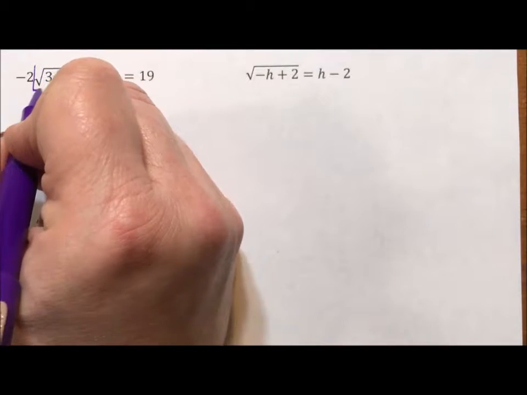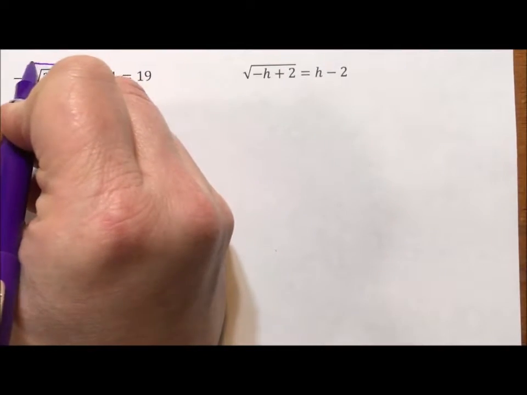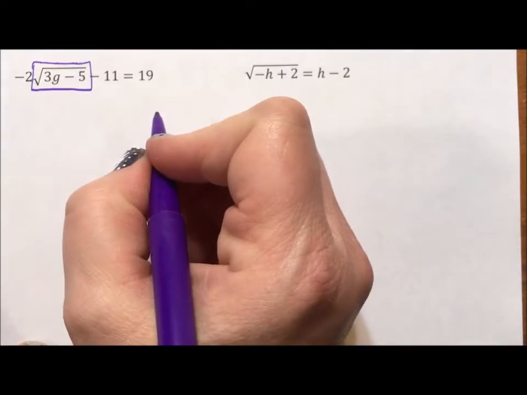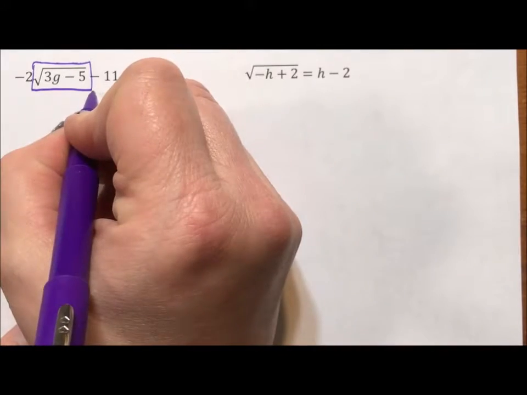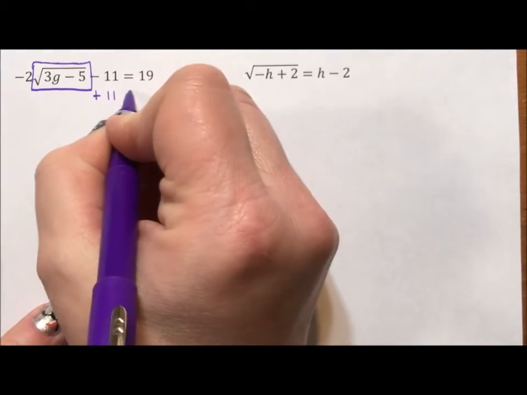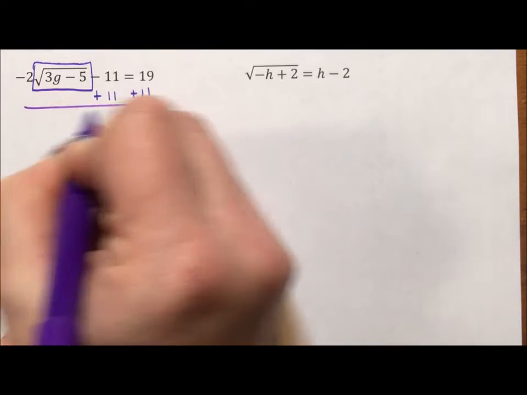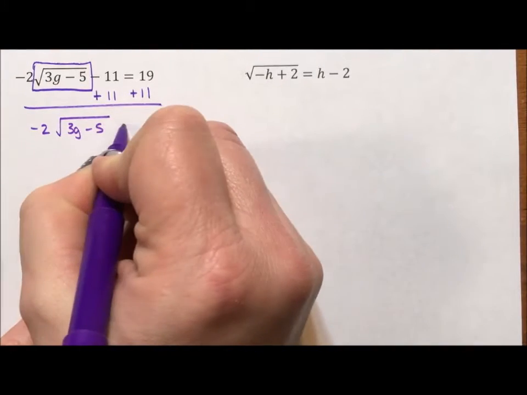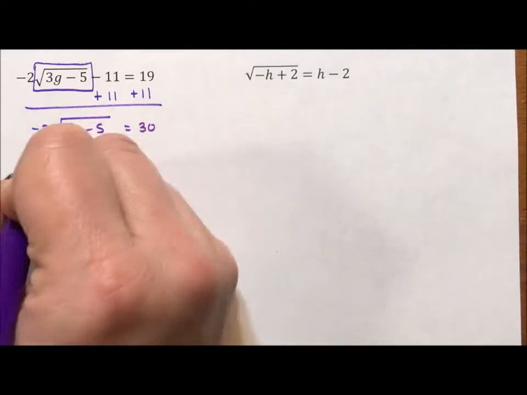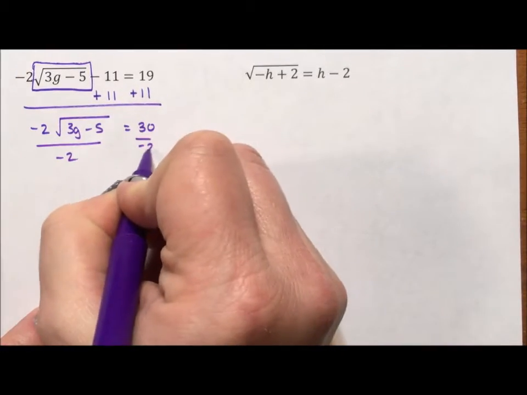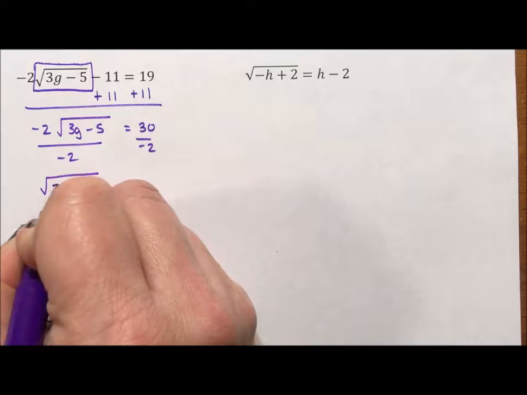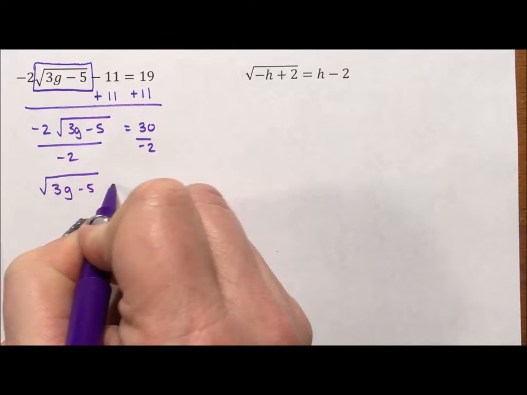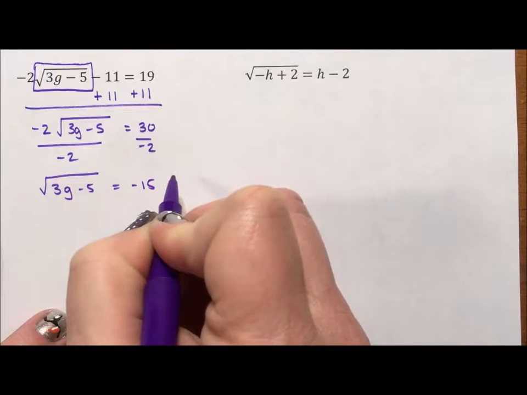To get this piece alone, and yes, I mean that part, we need to move the negative 11 and the negative 2. To move the negative 11, we add 11 to both sides so that we have negative 2 times the square root of 3g minus 5 is equal to 30. Then we divide by negative 2, so that the square root of 3g minus 5 is equal to negative 15.